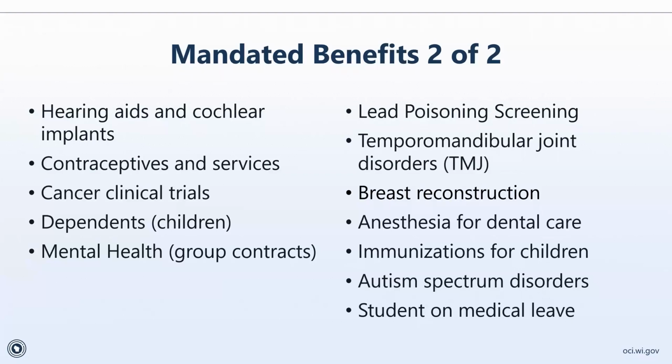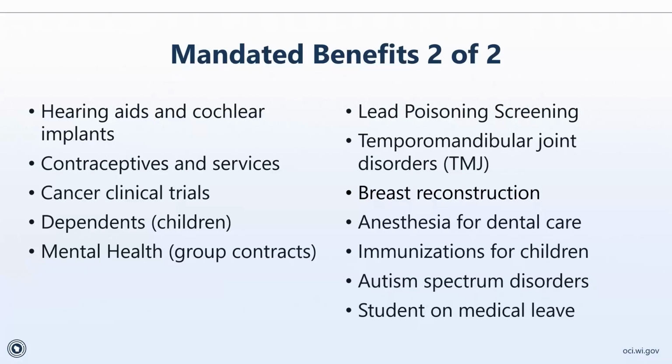Autism. Coverage is required for the treatment of autism spectrum disorders, which include autism disorder, Asperger's syndrome, and pervasive developmental disorders not otherwise specified. Coverage must be provided for an evidence-based treatment of autism spectrum disorders if the treatment is prescribed by a physician or provided by qualified providers.